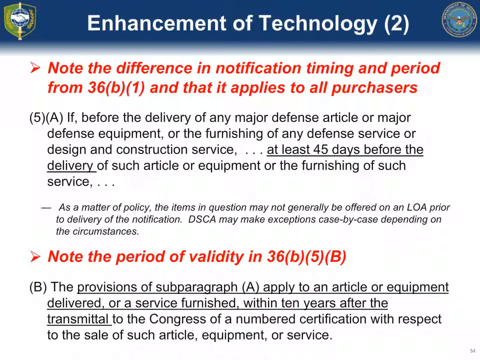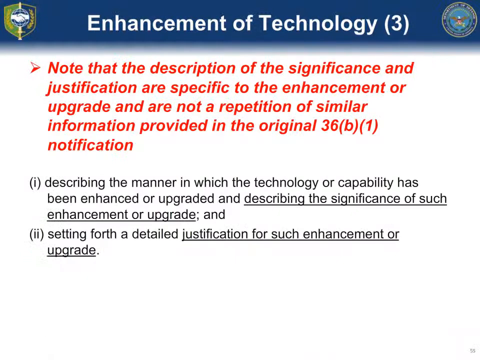36B5A, again, notice the difference in notification timing and period. 45 days before the delivery. So 15 and 30 don't apply here. It's 45 days before delivery of the equipment. And again, 10 years. And please pay attention to the fact, again, that the significance and justification are specific to the enhancement and not a repetition.